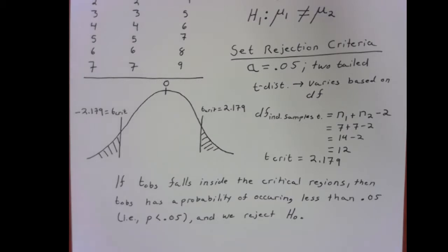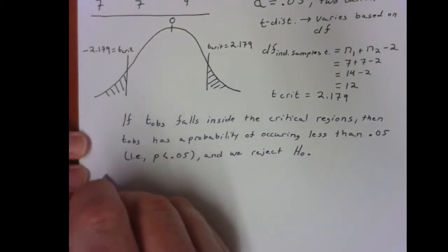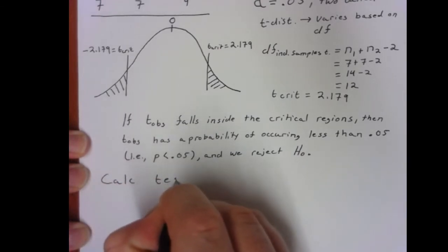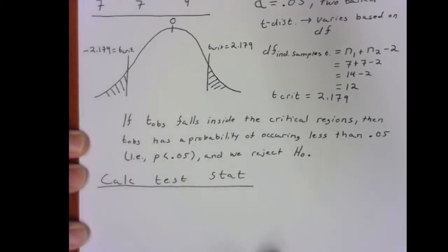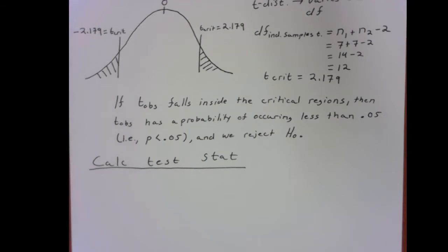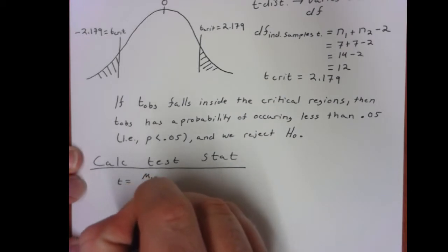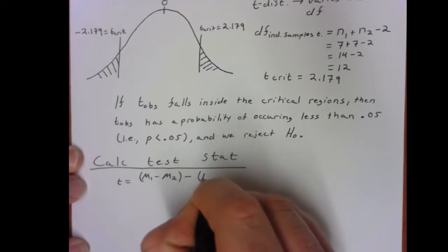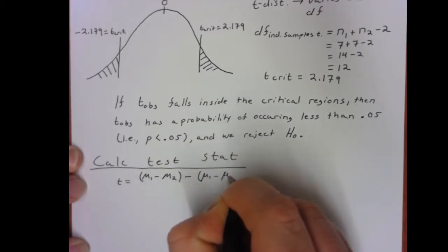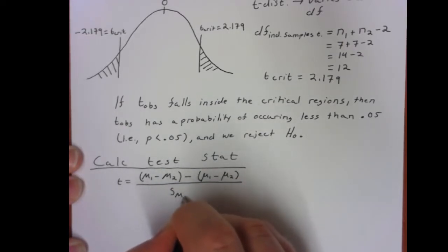Now, how I apply this to this situation is that when I actually go through calculating my test statistic, the first thing I need to do is start with the overall formula for a t-test. In that case, this t-test that we're using has the mean of sample 1 minus the mean of sample 2 subtracted from the population mean difference, divided by our estimated standard error of the estimate.